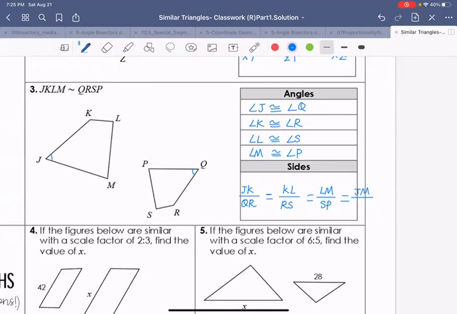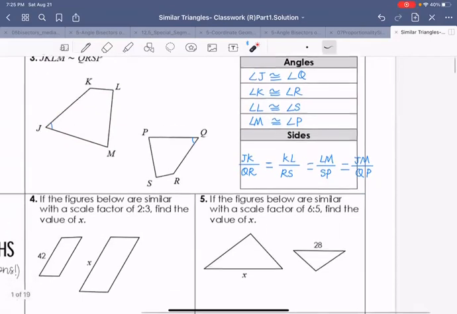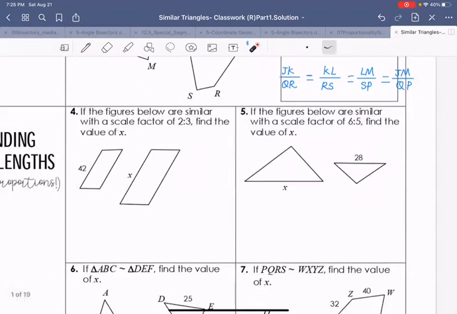Do you like this way? Yeah, it's pretty easy. Then you will not be dizzy by figuring out which one over which one, okay? Next.